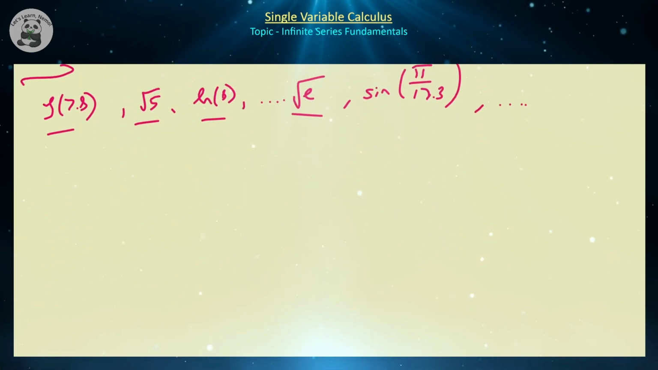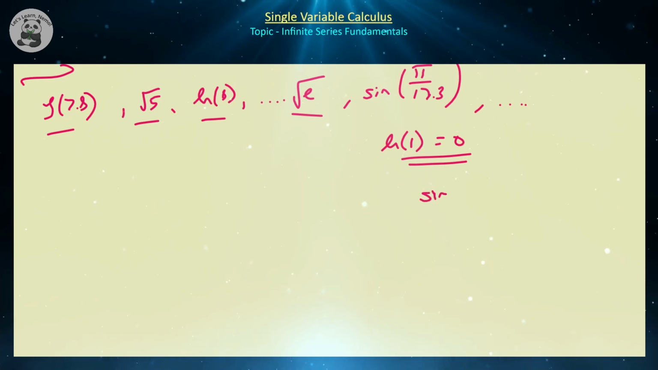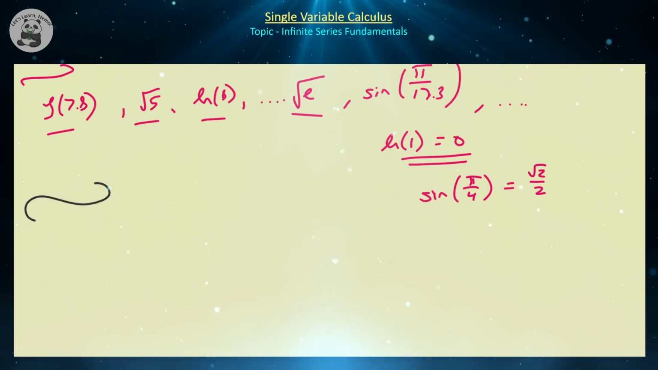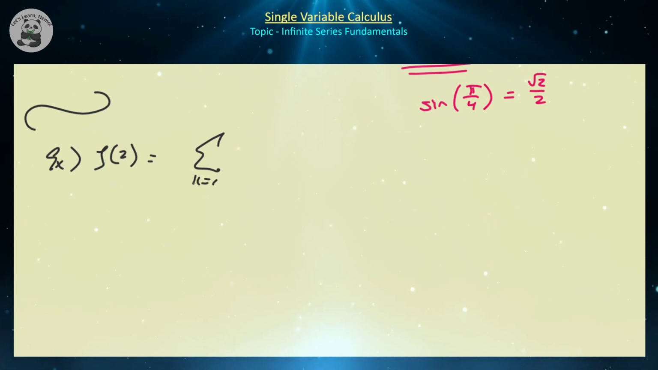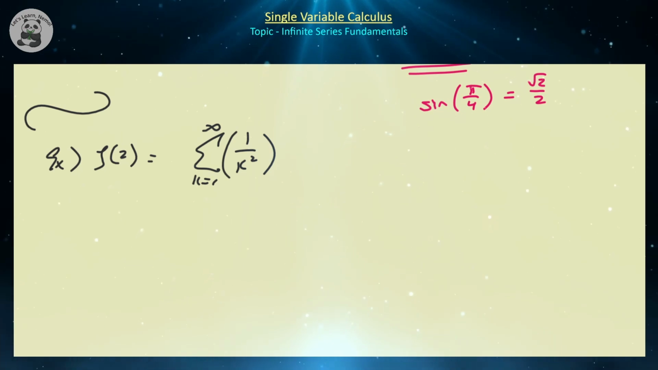Now sometimes, for example, the natural log of 1 does have a beautiful value. For example, the sine of pi over 4 is equal to the square root of 2 over 2. That's a beautiful value. Some people do try to find analytical representations for some of these constants. For example, if we look at zeta 2, which is equal to the sum from k equals 1 to infinity of 1 over k squared, this actually does have a beautiful analytical value. It's equal to pi squared over 6. I'm not going to prove that here, but generally speaking, that's a very beautiful answer.